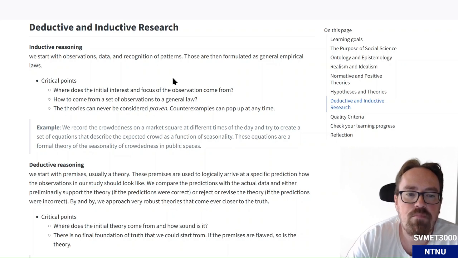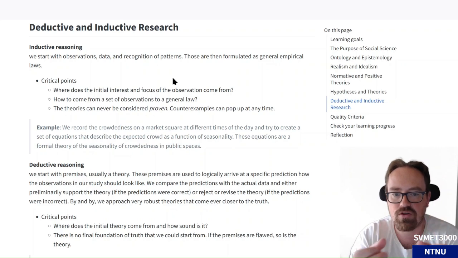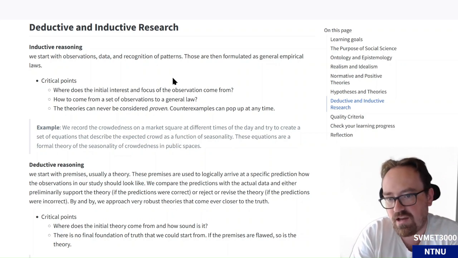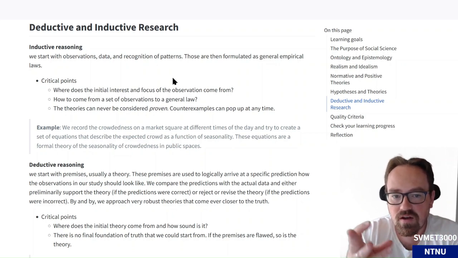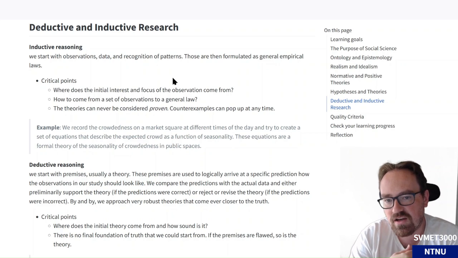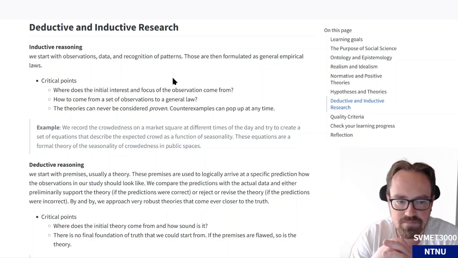That is a bottom-up method where you start with observations, data, and recognition of patterns. So first you look at reality if you want to understand reality, right? And those patterns that you seem to recognize over time, those form the basis for then formulating a more general empirical law. So you come forward to systematizing the observations you make and generalize them into laws.